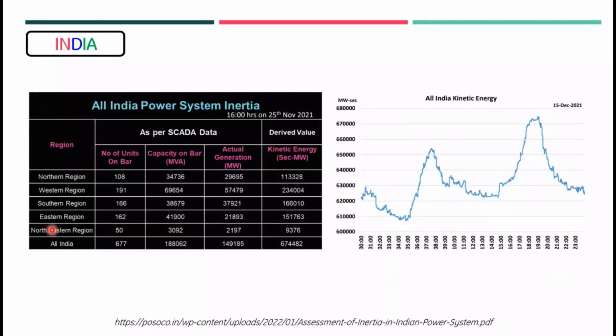So we have 5 regions. For each region, how many units are there to contribute kinetic energy into the system, and how it is varying throughout the day, is also shown. Okay. So if you go, you can see that in the morning the load is picking up, but the solar is not there. So more units are there, and inertia is more. While in the solar hours, some of the units are going down, and shutdowns can be there.